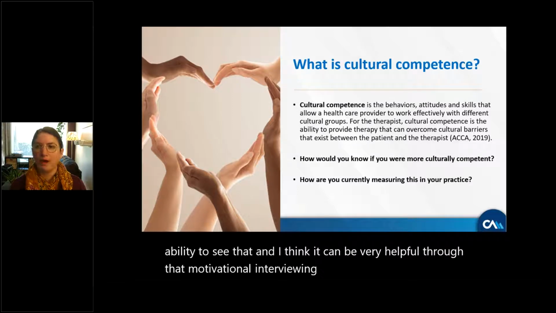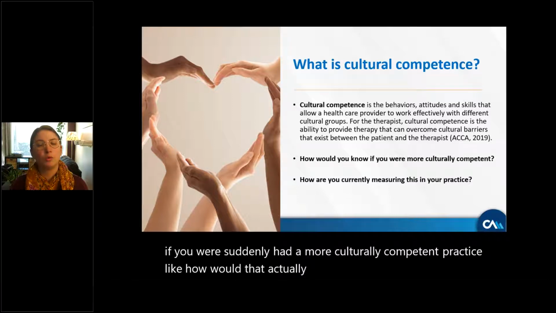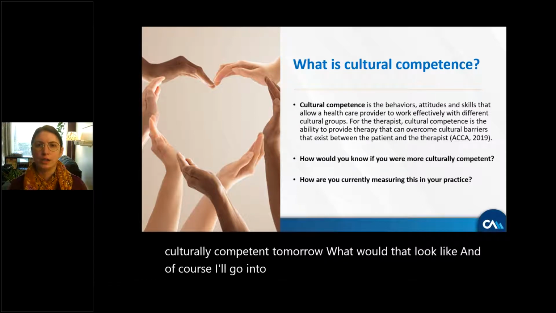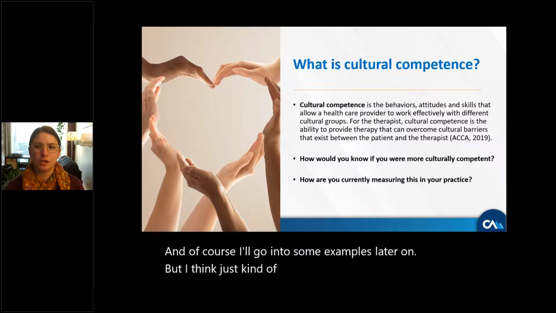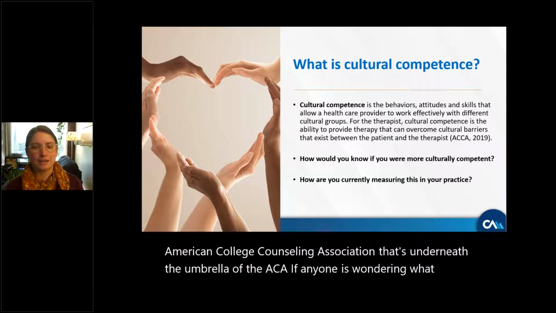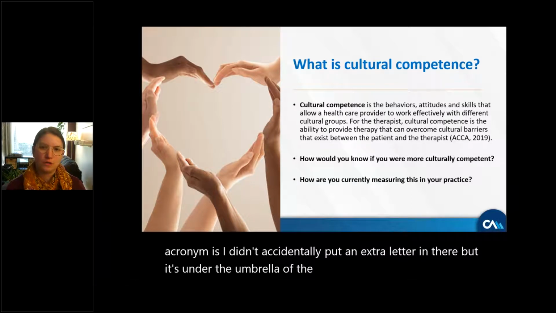So for example, how would you know if you suddenly had a more culturally competent practice? Like, how would that actually look if it was suddenly more culturally competent tomorrow? What would that look like? And of course, I'll go into some examples later on, but I think just seeing a definition here, and that is the American College Counseling Association. That's underneath the umbrella of the ACA. If anyone's wondering what that acronym is, I didn't accidentally put an extra letter in there, but it's under the umbrella of the ACA. So that's their definition of cultural competence.